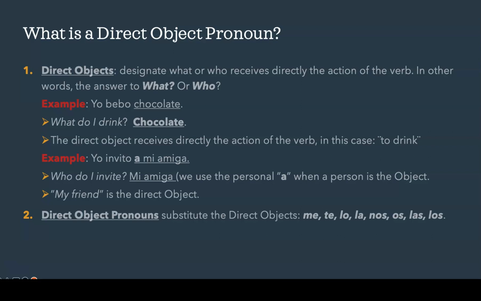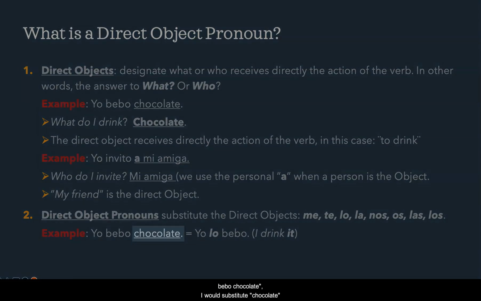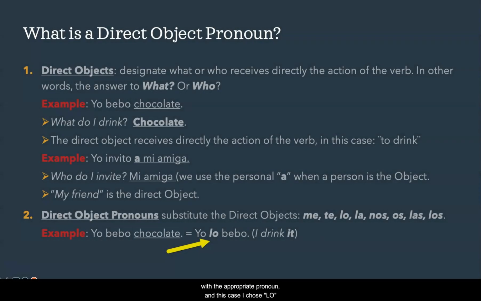We use me for me, te for you, lo for him or it, la for her, nos for us, os for vosotros, las for feminine plural, and los for masculine plural and ustedes. Example: if I want to use a direct object pronoun in the sentence yo bebo chocolate, I will substitute chocolate with the appropriate pronoun. In this case, I chose lo because chocolate is masculine and singular. I place it before the verb, and I will say yo lo bebo, meaning I drink it.